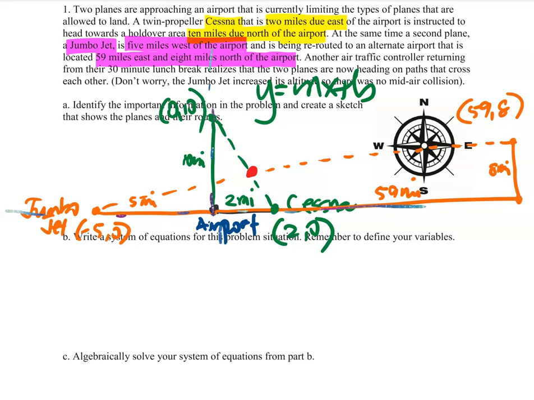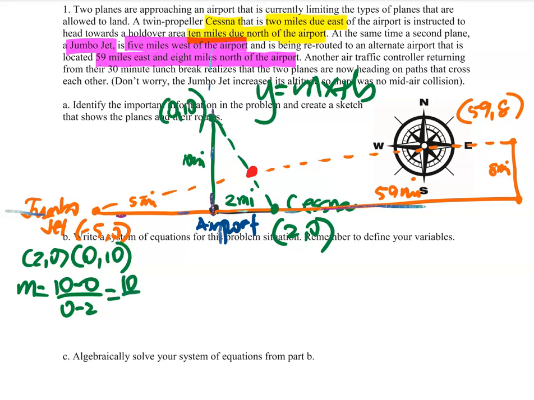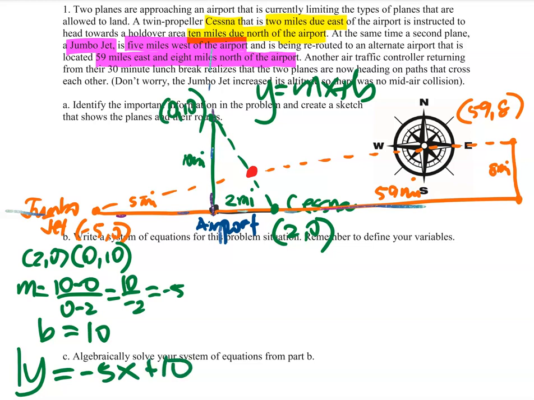So let's start with Cessna. We have (2, 0) and (0, 10). So the slope here is 10 minus 0 over 0 minus 2. That is 10 over -2, which is equal to -5. And (0, 10) is the point on the y-axis, so your b here is 10. So the equation for Cessna is y = -5x plus 10.